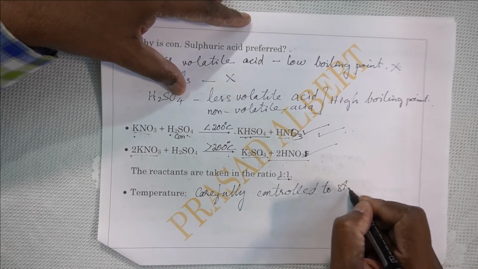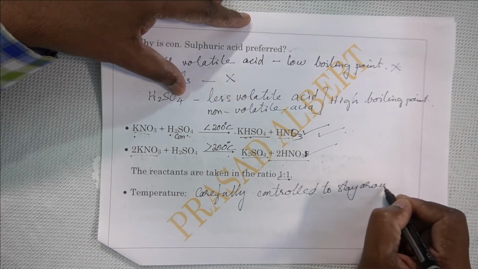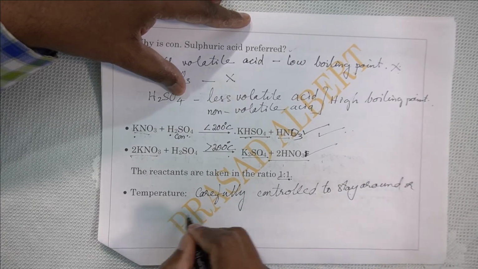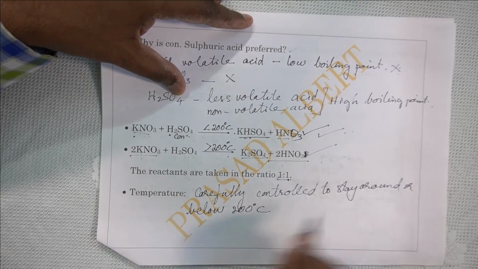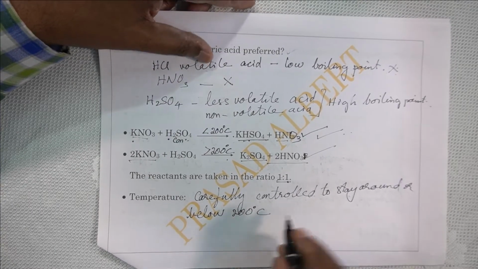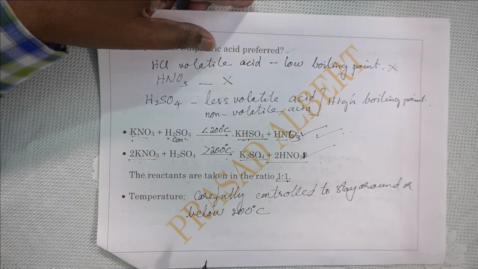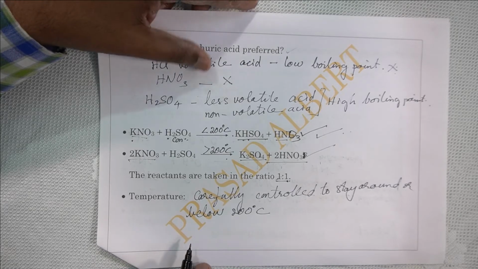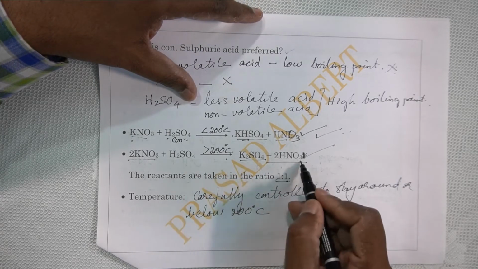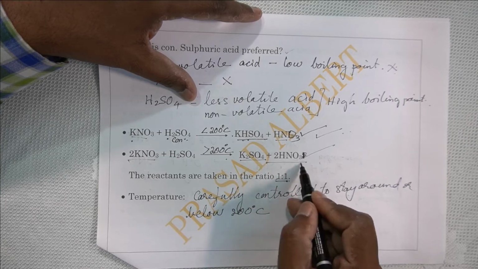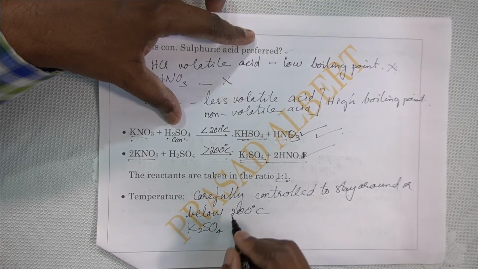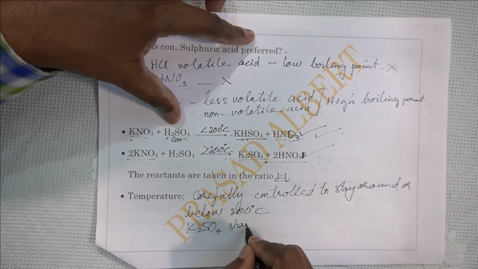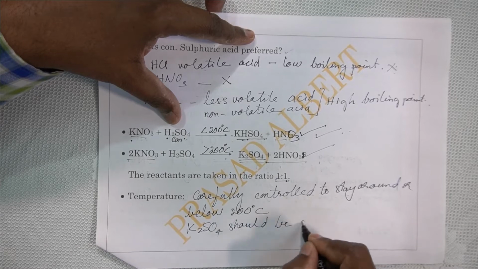to stay around or below 200 degrees Celsius. The temperature should not be allowed to rise above 200 degrees Celsius. What will happen if the temperature rises above 200 degrees Celsius? The second reaction will take place. So K2SO4 is formed, which we want to avoid. K2SO4 should be avoided.